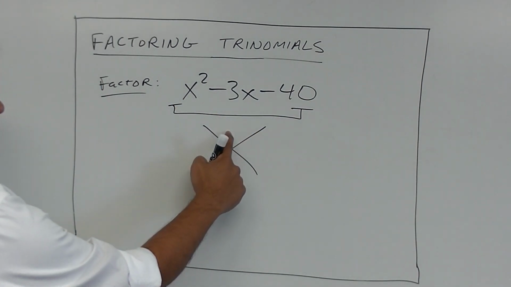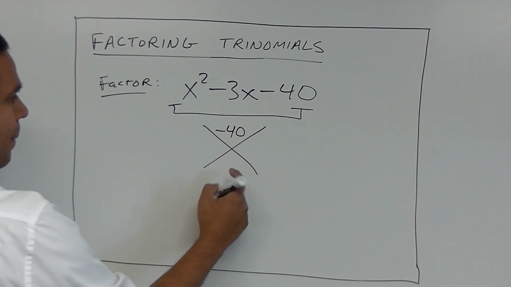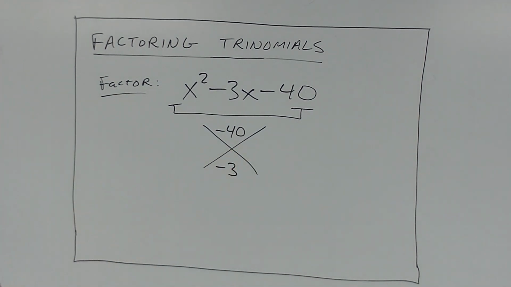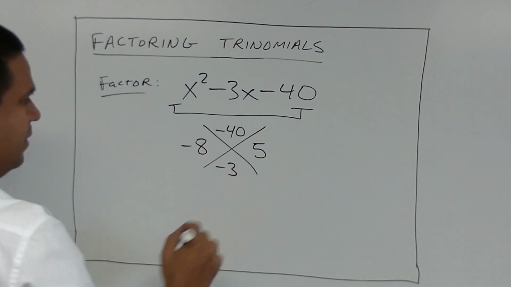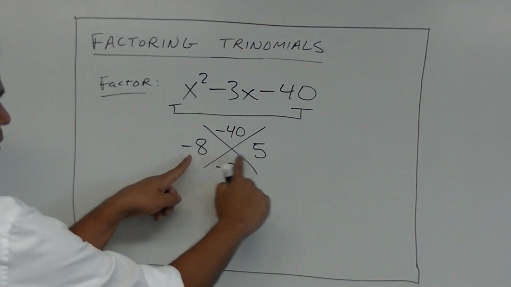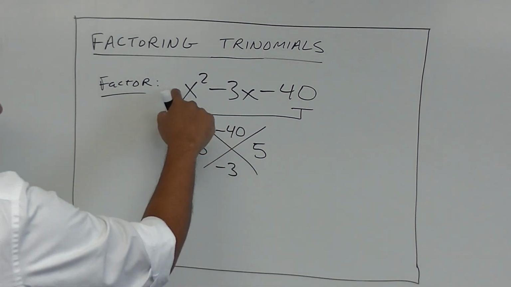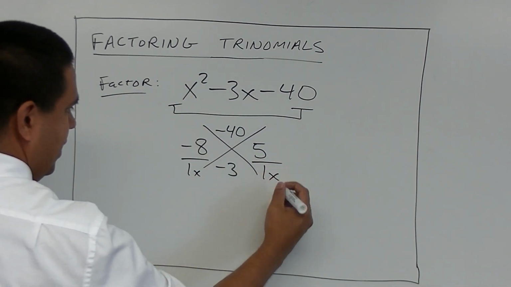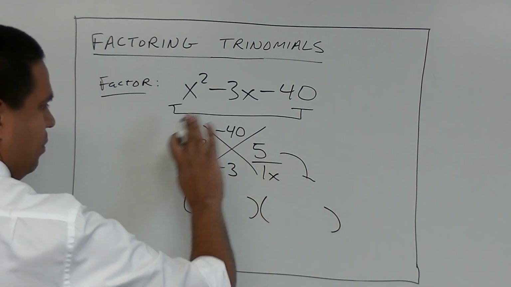So what number goes here? Negative 40. Negative 40, good. And here? Negative 3, excellent. What two numbers did you find? Negative 8 and 5. Good. Negative 8 times 5 is negative 40, but when you add them, you get your negative 3. So then we divide by the coefficient, throw an x under there, and of course, you just lay down the fraction, just knock it over.